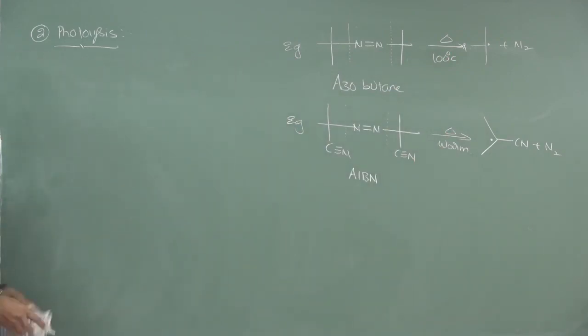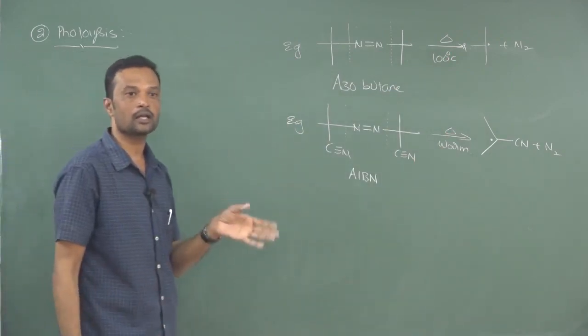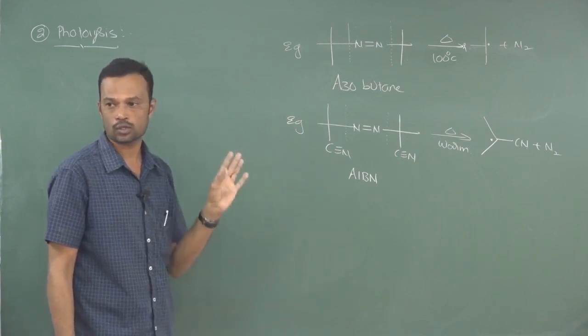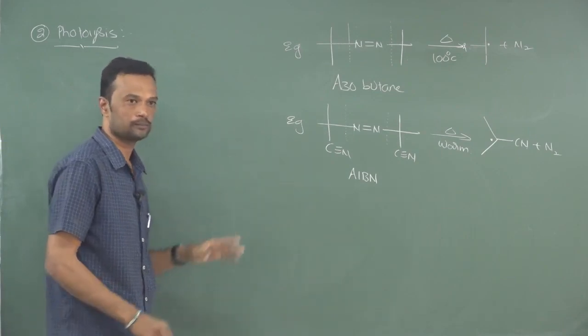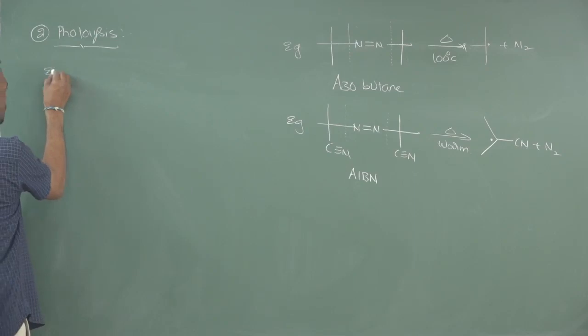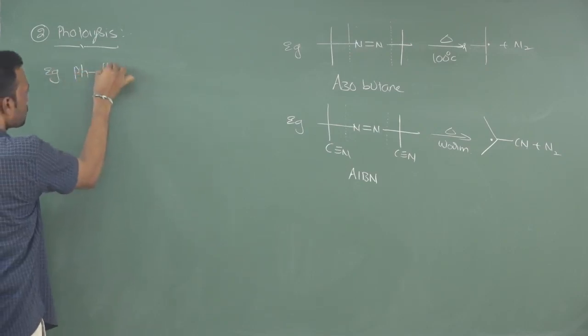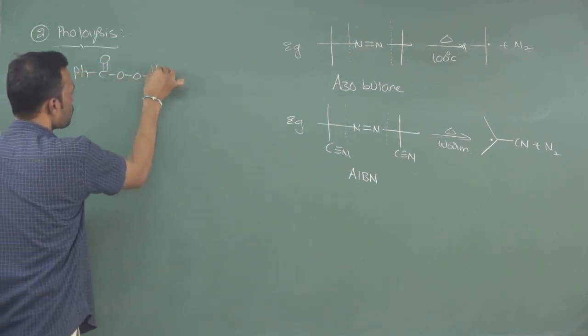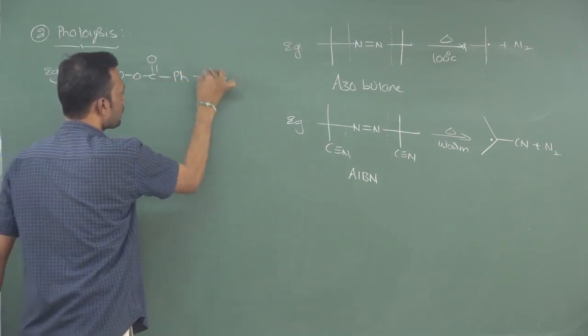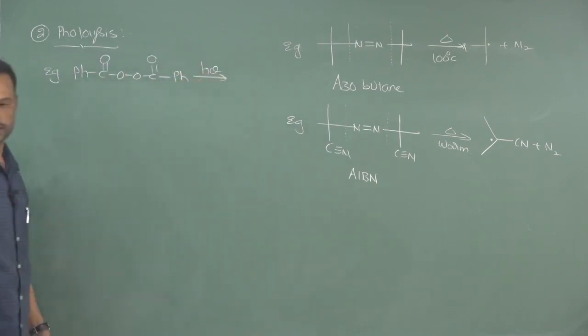What is photolysis? Photolysis is nothing but irradiating any organic molecule with suitable photons or a suitable wavelength of UV. Now photolysis reactions are approximately similar to thermal reactions. Sources for generating radicals are the same, only the symbol is different. Now we are not heating, we are irradiating.